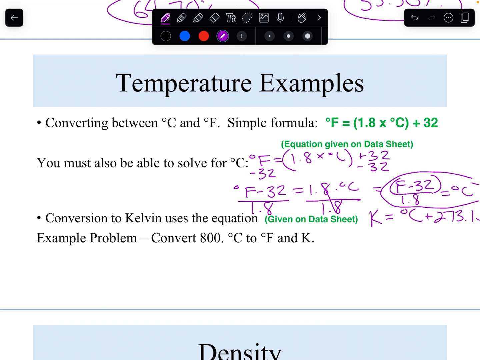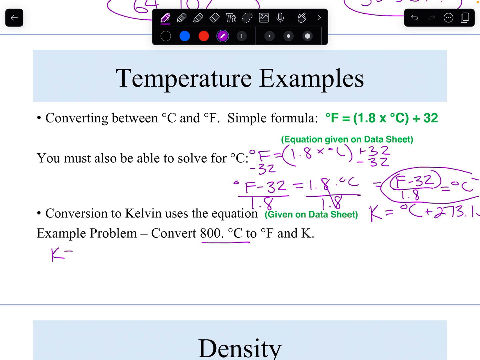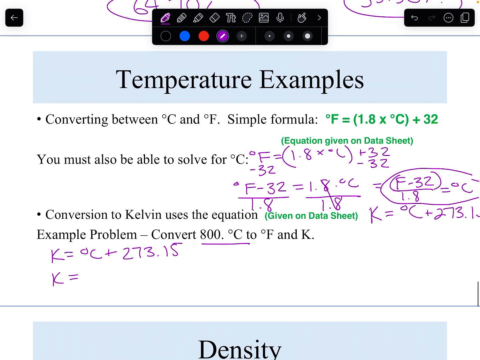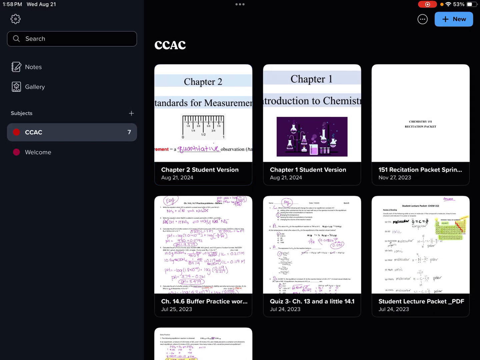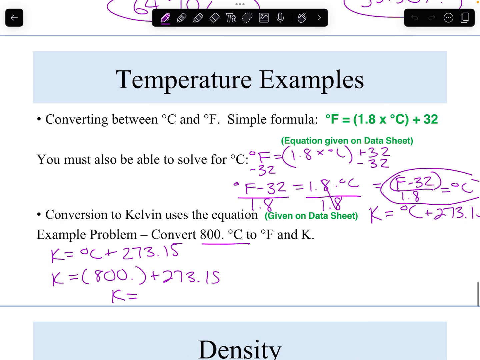Okay. So let's go ahead and solve. We have 800 degrees Celsius. We want that in Fahrenheit and Kelvin. So we're going to use both equations here. My first equation is Kelvin equals degrees Celsius plus 273.15. So Kelvin equals my degrees Celsius, in this case 800, plus 273.15. That's a pretty easy one. Kelvin does not have a little degree symbol. Just a little heads up.